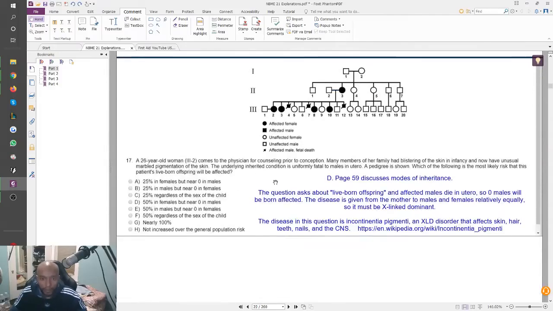What are we up to now? 22. Okay, 3 more and then we're done. So 26-year-old woman, which is labeled person 3-2. So person 3-2, this one right here, okay? This patient right here.